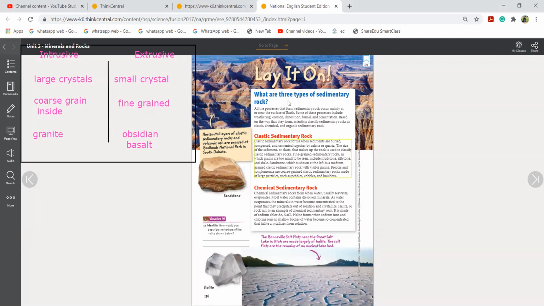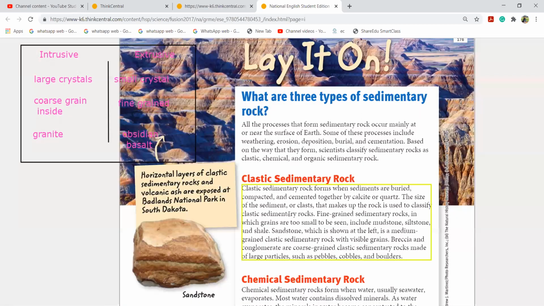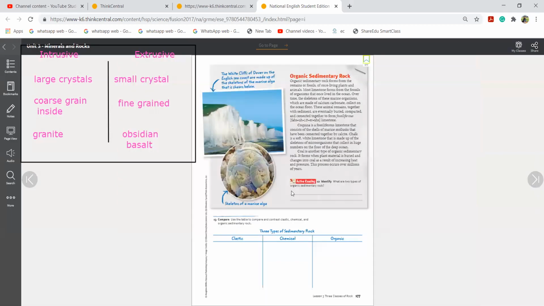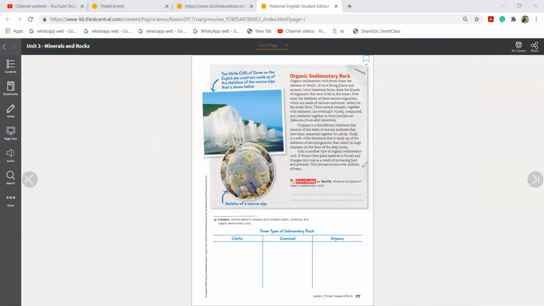There are three types of sedimentary rocks. Clastic sedimentary rock, chemical sedimentary rock, and one more, organic sedimentary rock. Now we'll go one by one.